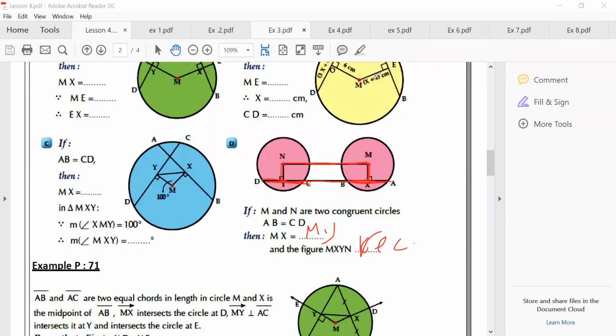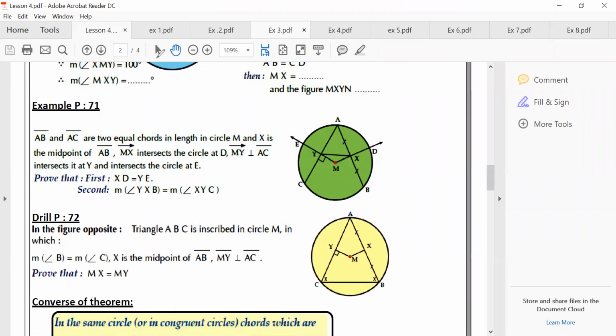Okay, this is the first proof we have, but it's an example. On page 71, AB and AC are two equal chords. AB and AC are two equal chords. Before completing reading, I will deduce what if AB equals AC.